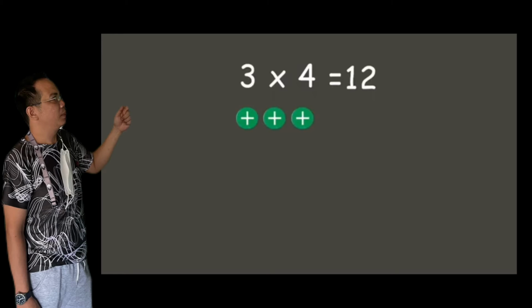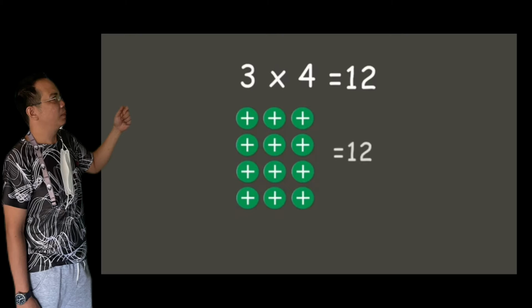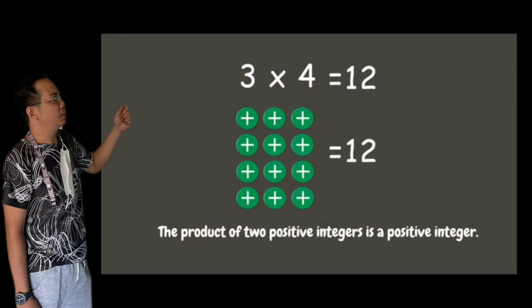Now we need to multiply this to our multiplier, which is 4. It means that we need to make 4 groups of 3. Now if we count them all together, we get 12 positive. This means that when we are multiplying 2 positive integers, our answer will be a positive integer. Now let us try some more.